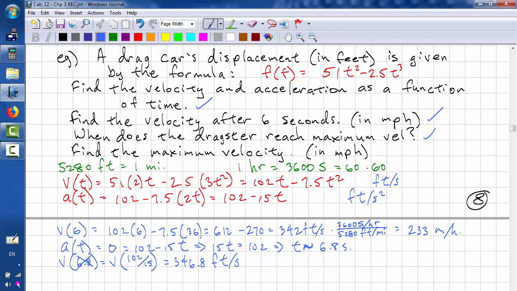And now we have to convert that. So we're going to multiply by 3,600 over 5,280. And we get 236 miles per hour.